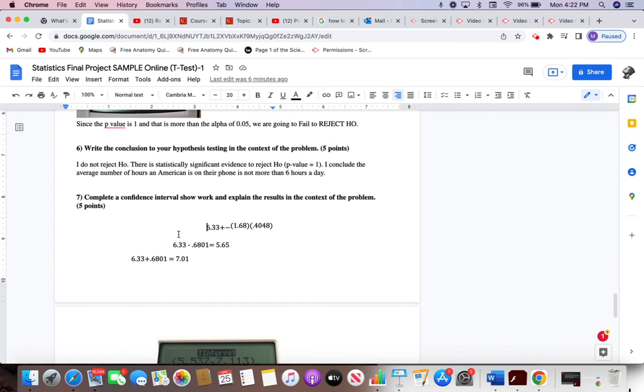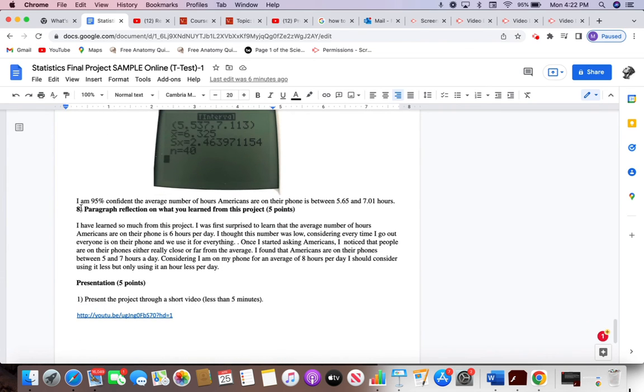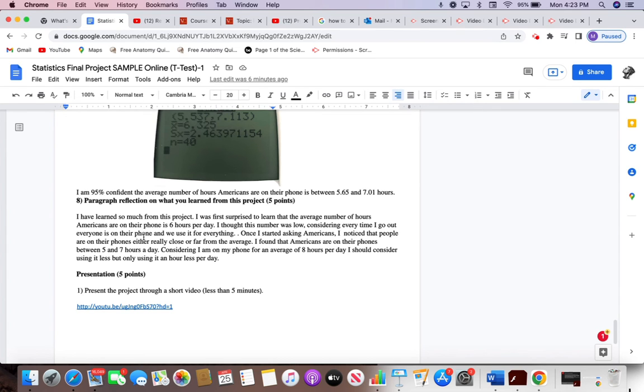My confidence interval, I did 6.3 plus or minus 1.68 times 0.4048, and subtracting, I got 5.65, adding, I got 7.01. I am 95% confident that the average number of hours Americans are on the phone is between 5.65 hours and 7.01 hours. I actually learned a lot from the project.